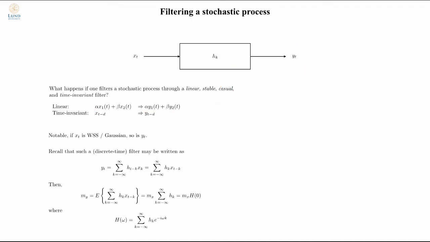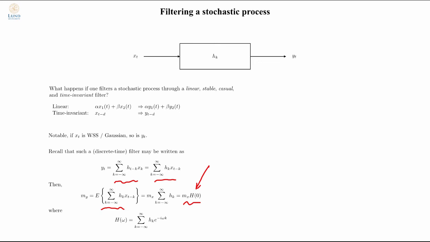In the case of a discrete time filter, we can write the output as a discrete convolution of the input and the linear filter like this, or alternatively, just rewriting it so that the delay sits on the x input instead. That means that if I take the expectation of the full thing, I can move the expectation in, and the mean of the output will be the mean of the input times the gain of the filter. H0 here is the Fourier transform of the filter evaluated at frequency 0. That's the gain of the filter. That's the amplification of the filter in itself.